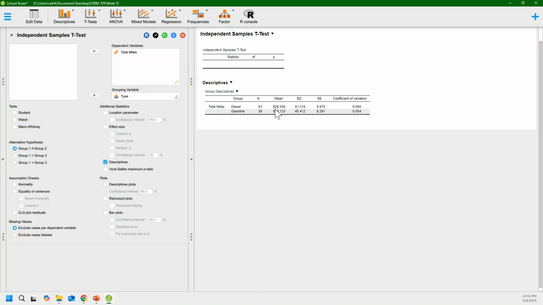Another thing is we want to see what is happening in our sample. Well, I can see that the first group, our diesel group, has a mean that's less than the mean for our gasoline powered buses. So we're starting to see that our data are supporting our alternative hypothesis.